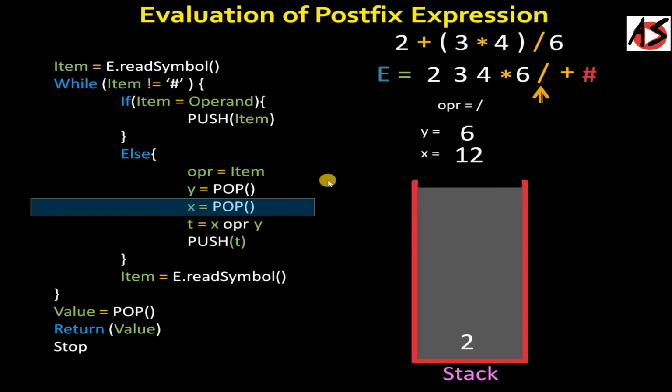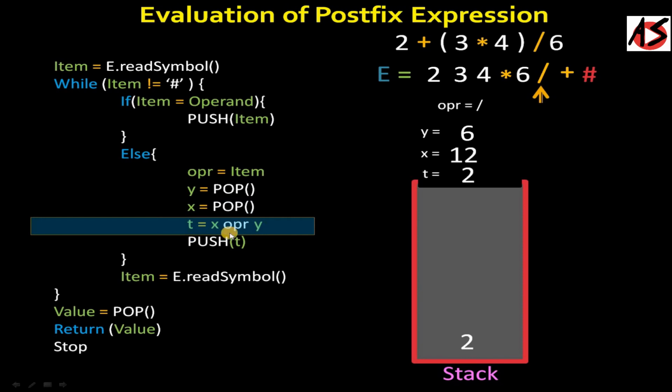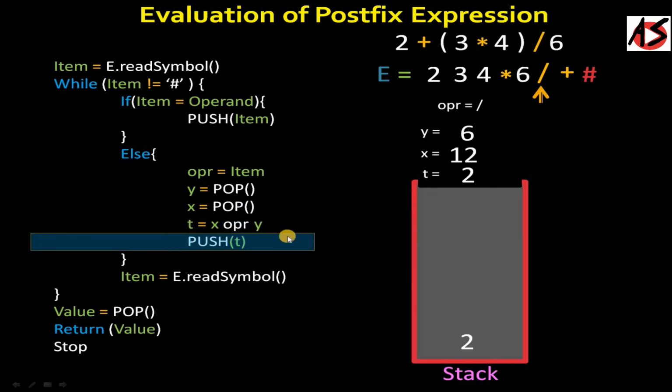Next instruction in which you have t is equal to x operator y. So here you can see x is equal to 12, operator is equal to division, and y is equal to 6. So 12 divided by 6. So you are getting 2. So you can see here t is equal to 2 now. So now we are pushing the 2 into the stack.